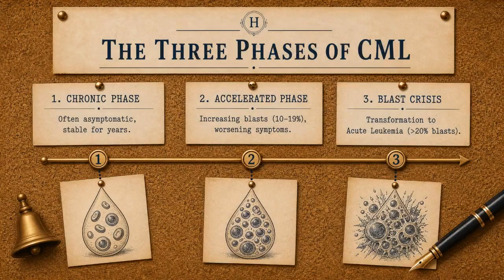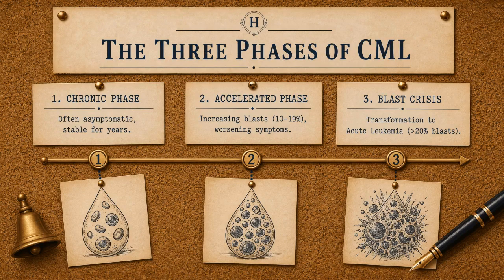Now that we've met the star of our CML show, the Philadelphia chromosome, let's talk about how this disease actually presents and its rather dramatic progression. We just discussed the genetic driver, and now we'll see how that translates clinically. CML often has an insidious onset, meaning it's sneaky. Patients might be asymptomatic, with symptoms like fatigue or splenomegaly appearing later.